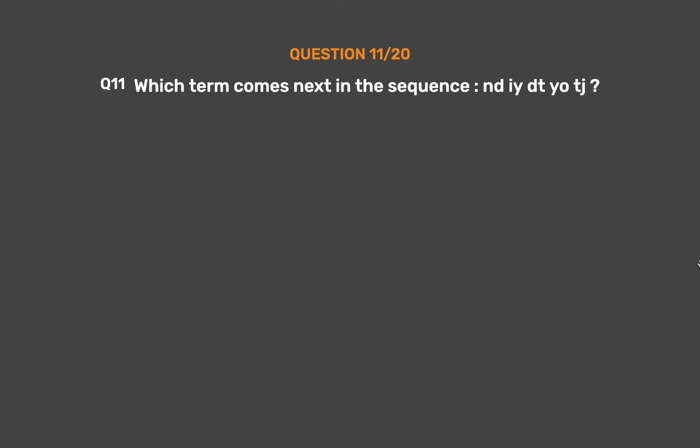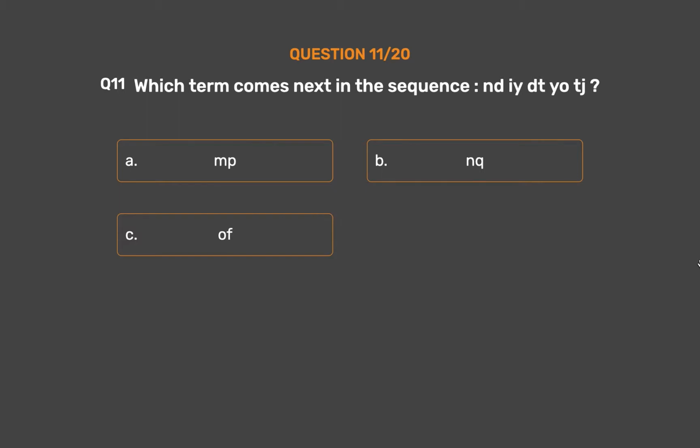Question number 11. Which term comes next in the sequence? NDEDTOTJ. Option A, MP. Option B, NQ. Option C, OF. Option D, OI. Option E, ME.